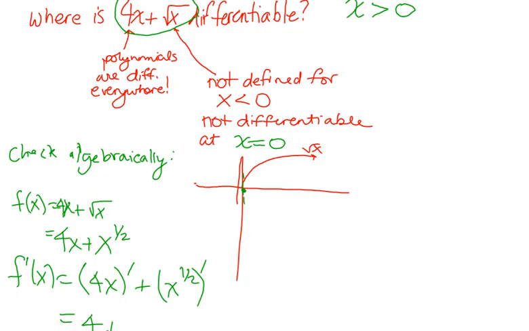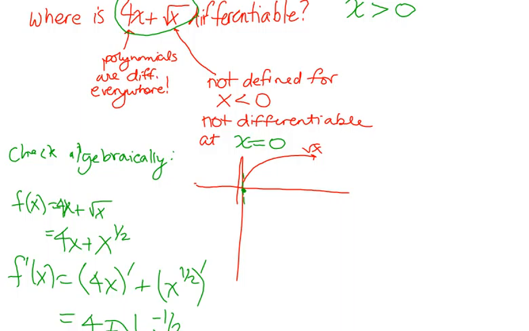What's the derivative of x to the 1/2? 1/2 x to the negative 2/3. Careful. So close. Negative 1/2. Right. So very close. 1/2 x to the negative 1/2. Great. Okay.